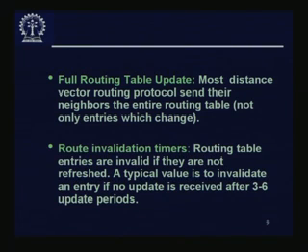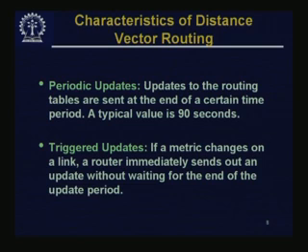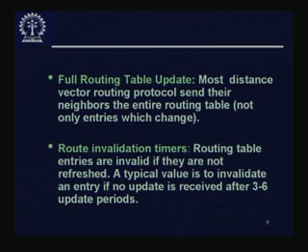And then there may be full routing table updates. Most distance vector routing protocols send their neighbors the entire routing table, not only entries which change. Okay. In some cases, in the case of a triggered update, you may send only that data which has changed, and then from time to time you send the full routing table, which is your distance vector actually.